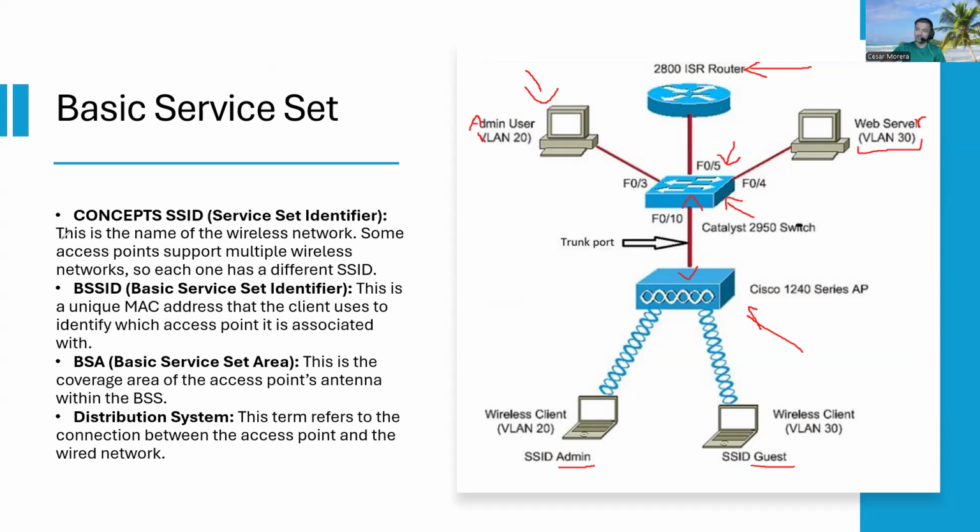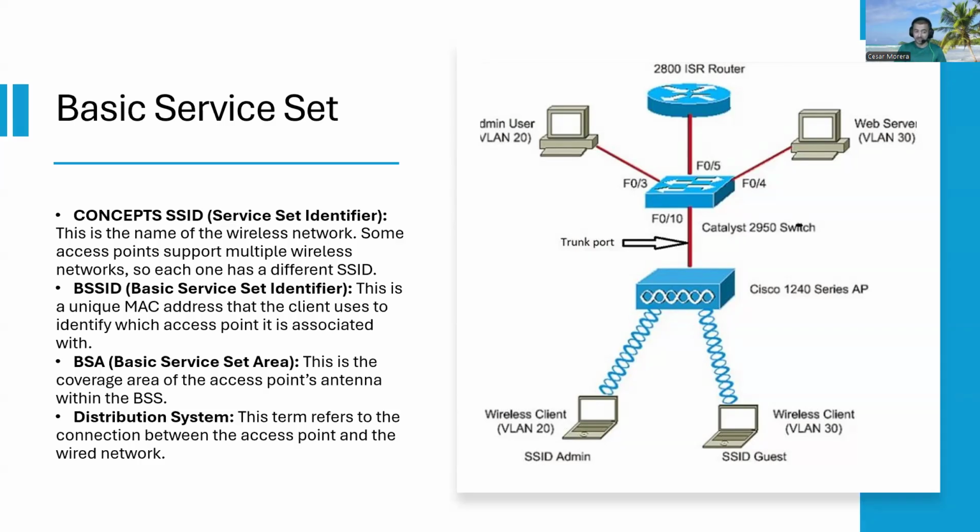Let's go ahead and clear this drawing, and let's go with the specific definitions that we have for this section. So first we have the concept of SSID, or Service Set Identifier. This is the name of a wireless network. Some access points support multiple wireless networks, and each one has a different SSID.